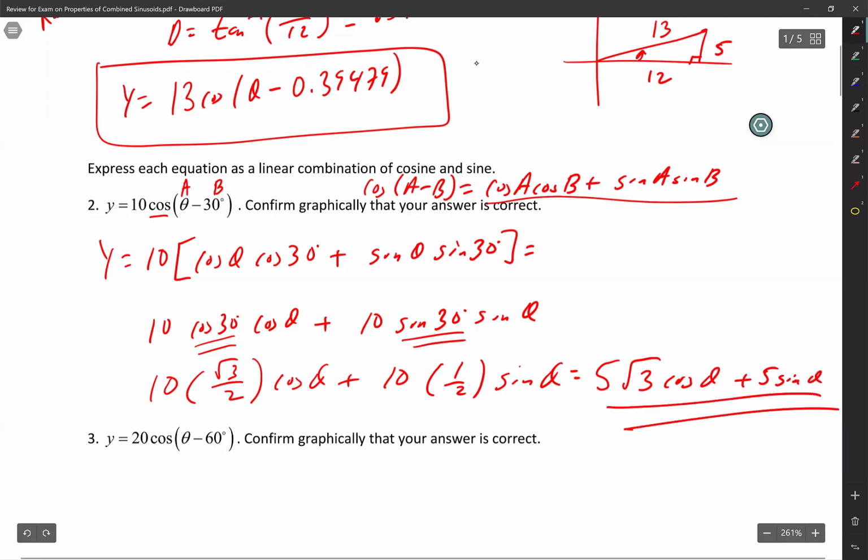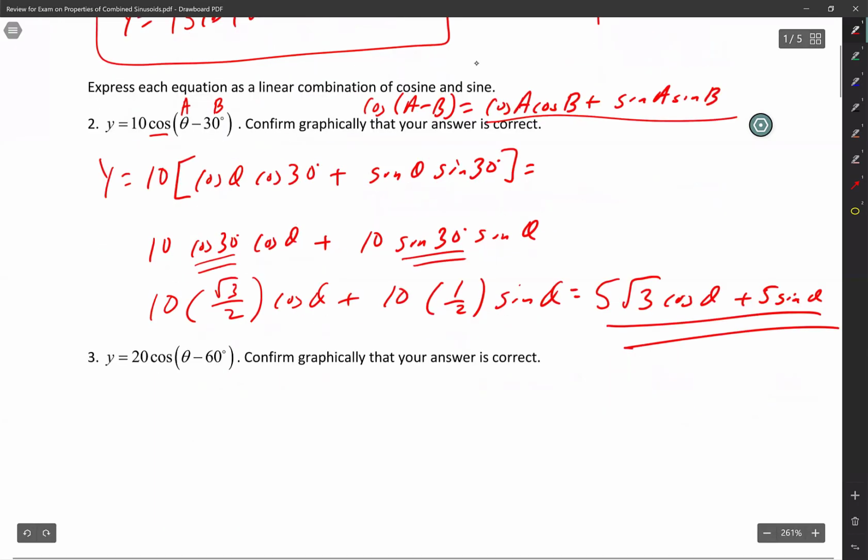Mr. Chavez? Yes, ma'am. Why do you move the cosine 30 next to the 10? Oh, because cosine 30 is a number. So anything that is a number, I start moving it to the front. Oh, okay. Any other questions, guys, on that?